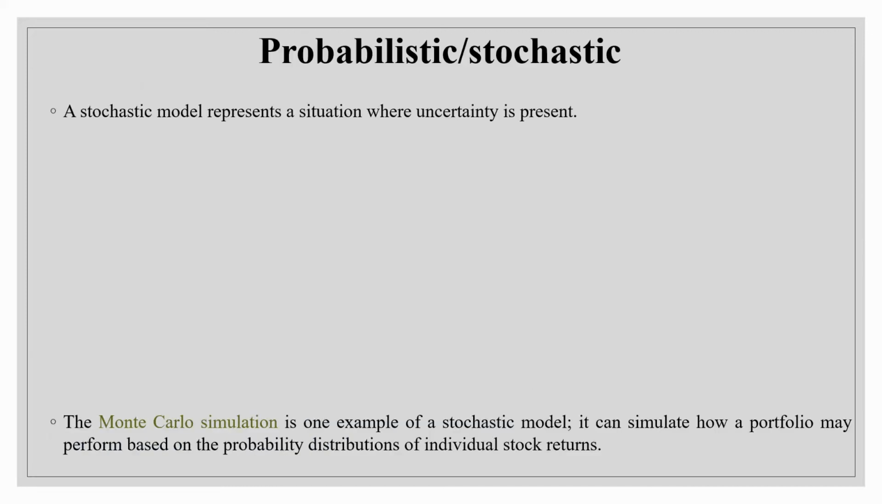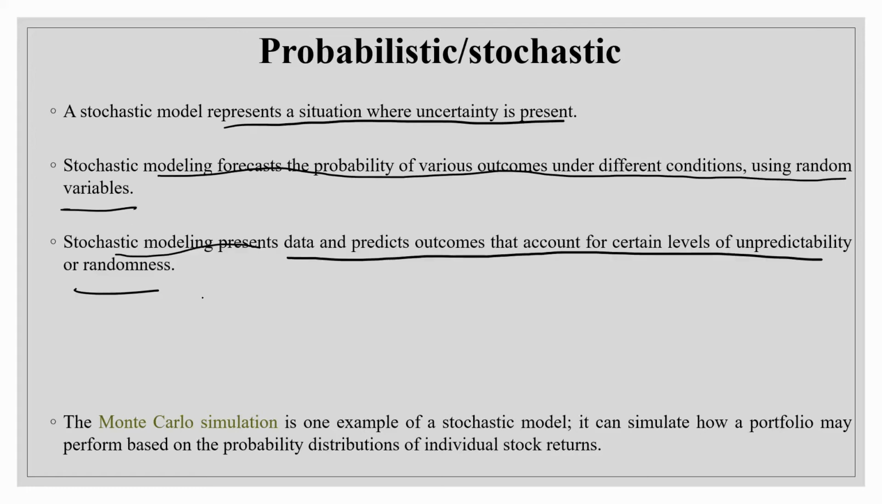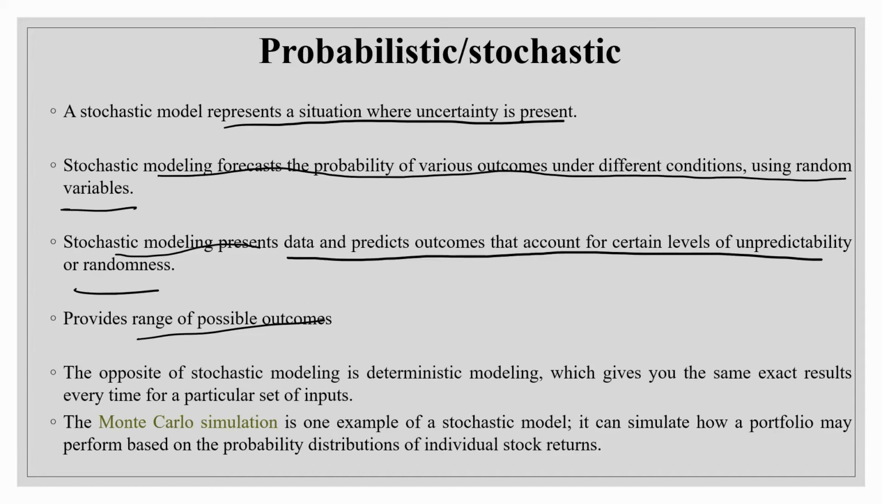Stochastic models represent a situation where uncertainty is present. A stochastic model forecasts the probability of various outcomes under different conditions using random variables. In stochastic modeling, the prediction of the outcome has a certain level of uncertainty or randomness. It provides the whole range of possible outcomes. So we can say that it is the opposite of deterministic modeling.